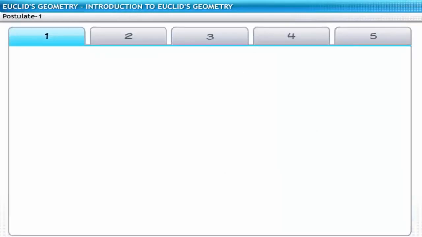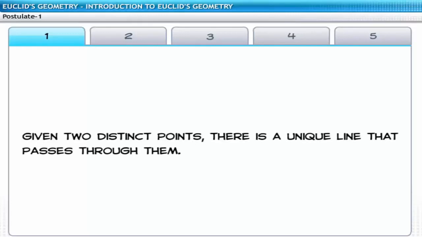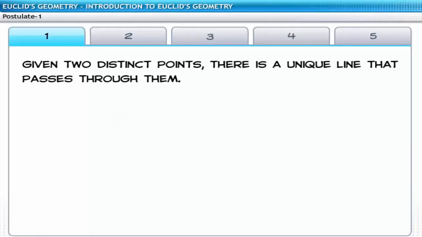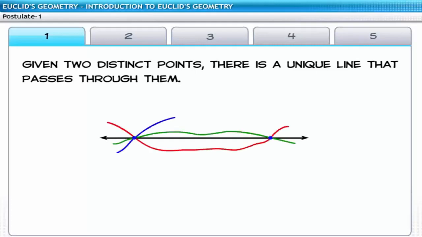The first postulate states that, given 2 distinct points, there is a unique line that passes through them. To understand this postulate, let's start with 2 points. Let's try to find out how many lines can be drawn through the points. Oh, we can observe that an infinite number of lines can be drawn through the points.